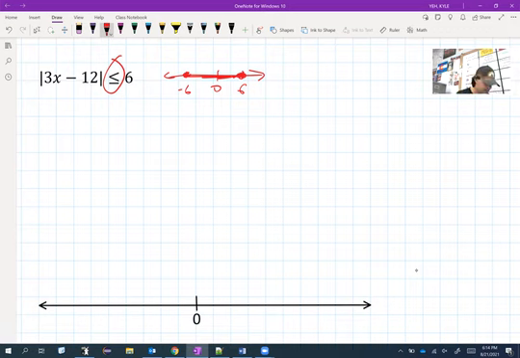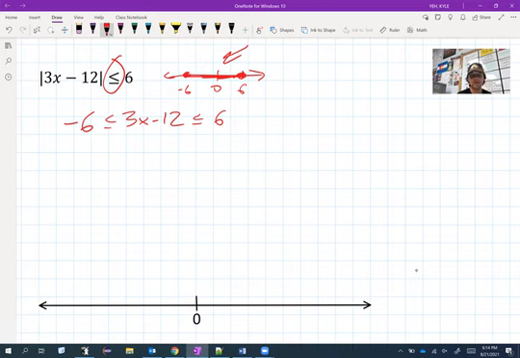So let's go ahead and set that up. Based on this number line that I just drew, -6 is my lower limit. It needs to be less than or equal to 3x minus 12, which needs to be less than or equal to my upper limit from my number line, which is +6. Again, thinking in absolute value terms, whatever was inside the absolute value has to be within 6 units of 0. Distance has to be less than or equal to 6. So that means it's between -6 and 6.